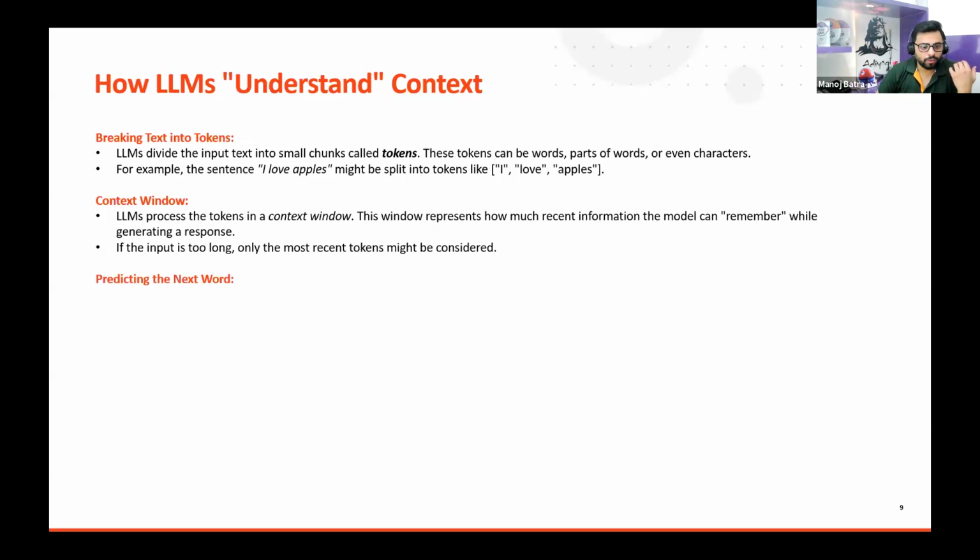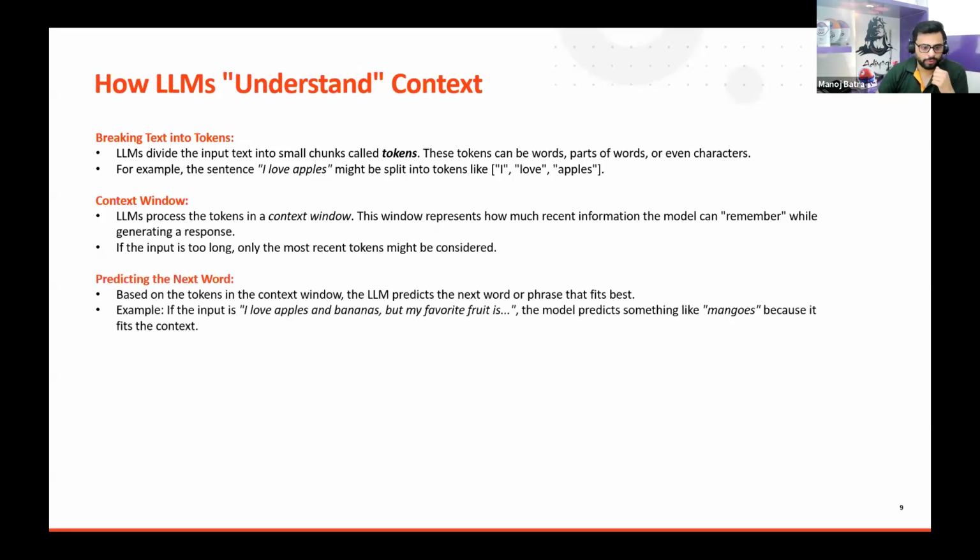They guess what should come next. For example, if you say, I love apples and banana, but my favorite fruit is. Now, think about that. Your LLM here actually understands the context behind it. Okay, you are talking about fruit. So the model might predict something like mangoes, oranges. Why? Because it fits the context here. You're talking about fruits and it gives you a fruit result.